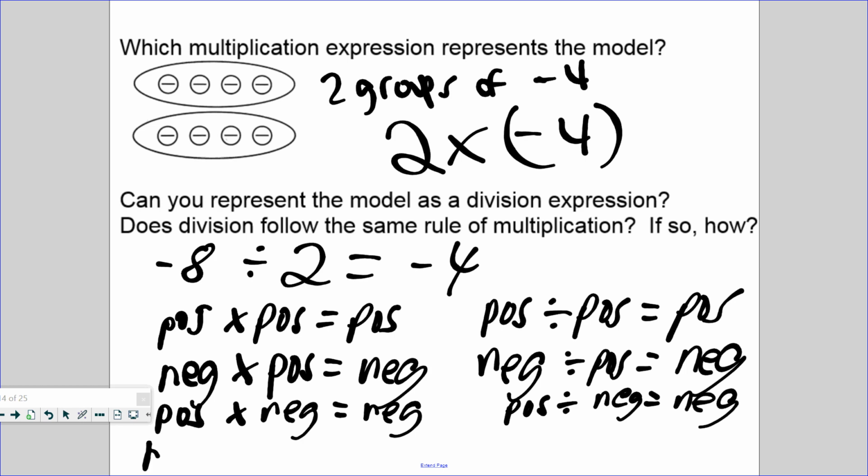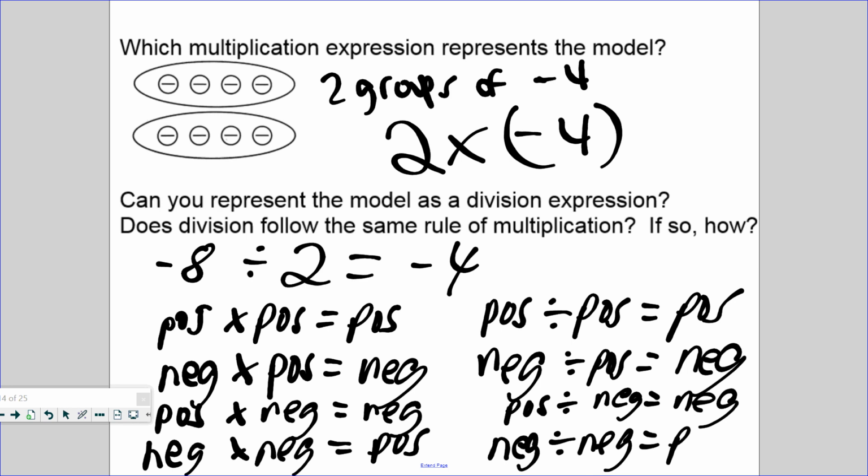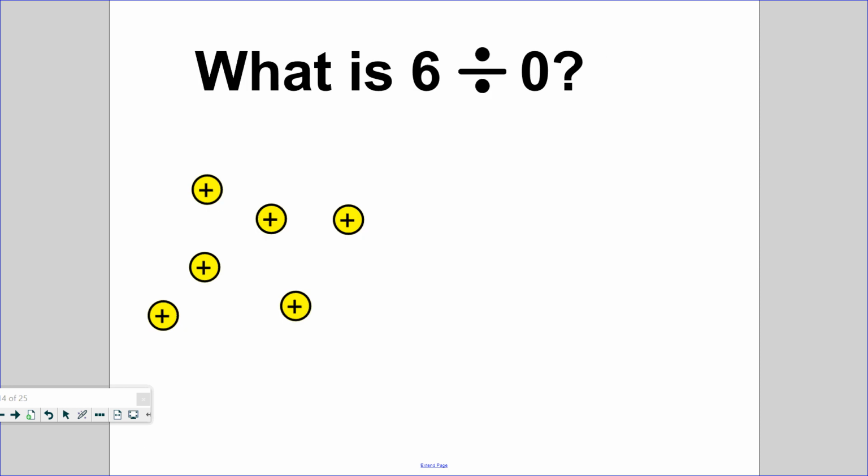And what if you have two negatives? Negative times negative actually equals positive. Why? Think of it as -4 times -2. 4 times 2 is 8. The opposite of negative is positive. And same thing with division. A negative divided by a negative equals a positive. So some people say if it has the same sign, positive, positive, negative, negative, it will be positive. If it's a different sign, negative, positive, positive, negative, it will be negative.